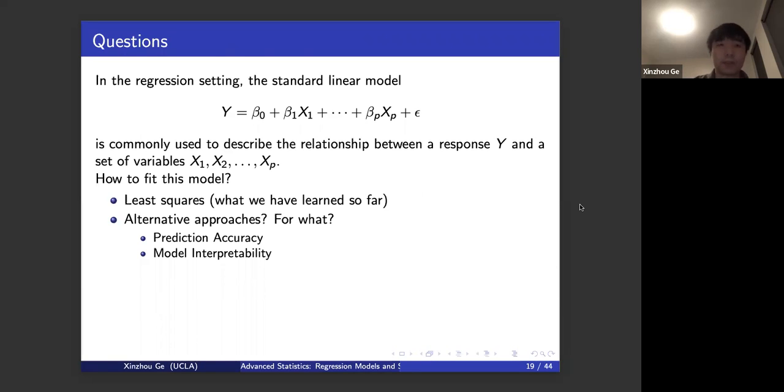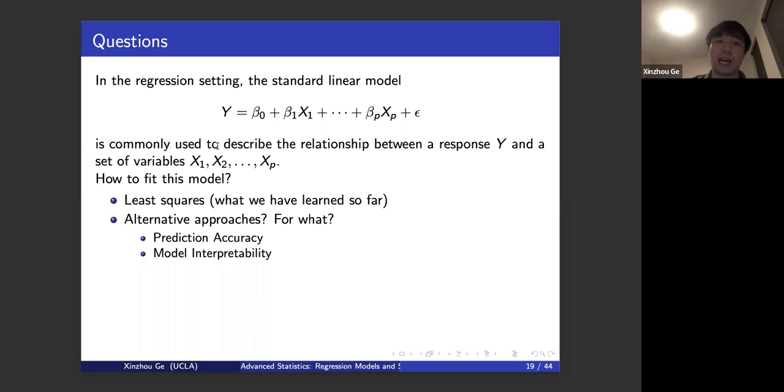Okay, so far we have introduced simple linear regression and multiple linear regression, and we can see that in the regression setting, the standard linear model is as follows. We have y equals beta 0 plus beta 1 times x1 plus other predictors until beta p times xp, and we also have a random error called epsilon. It is commonly used to describe the relationship between a response y and a set of variables from x1 to xp.